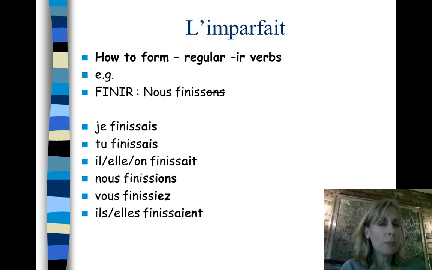The IR verbs are a little bit different just because we have that special ending for IR verbs. Let's take the verb, for example, finir. Nous finissons. Now we take off the ons. We don't take off the issons, which is that special nous ending, just the ons. That means that our stem is a little bit different. It's finiss. So to that stem, finiss, we add our imperfect endings.